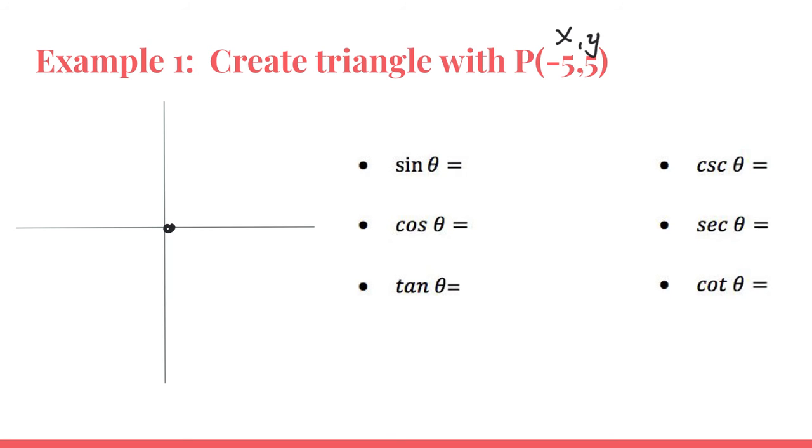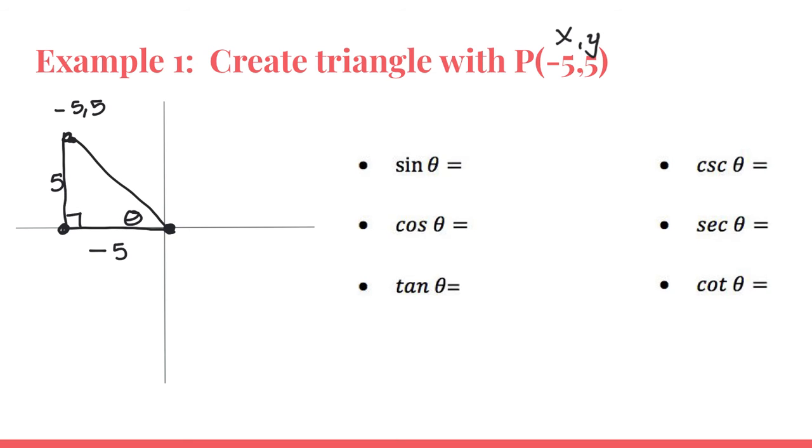So we're going to start at 0, 0, and we're going to move horizontally negative 5 units. Then we're going to move vertically positive 5 units to create that point of negative 5, 5. On the diagonal, that would look like that. Going back to the origin at 0, 0, we want to make sure our right angle is perpendicular with the x-axis, and our angle theta is that interior angle.